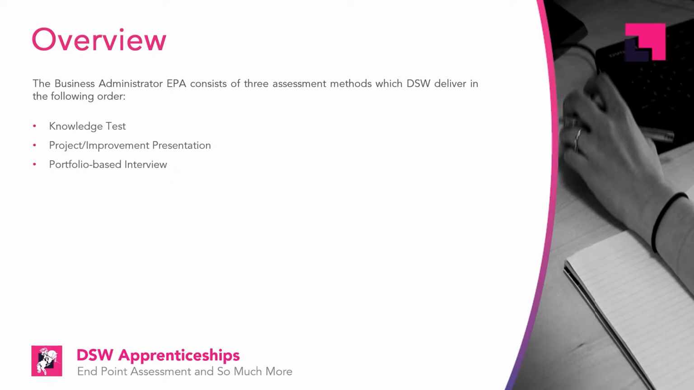The Business Administrator Endpoint Assessment consists of 3 assessment methods which we deliver in the following order: the knowledge test, project improvement presentation and portfolio-based interview. Once the apprentice has been approved for Gateway, the assessor will make contact to arrange a planning meeting to confirm the timings of the assessments.